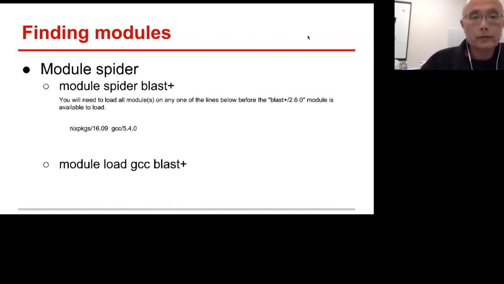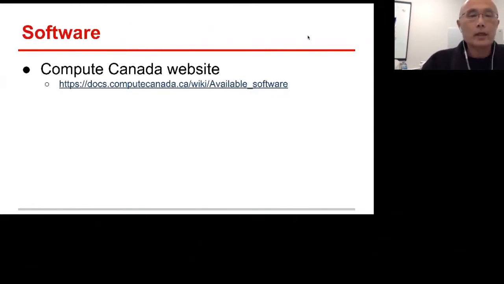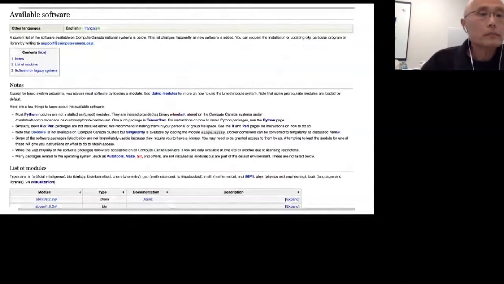Once you do that, you get into the set of packages which are compiled with GCC. So if you do module avail again, you'll see a slightly different list. You can also check our website, which has the complete list of available software. It's written here, and it looks like this. Go there, and you can search for software there.